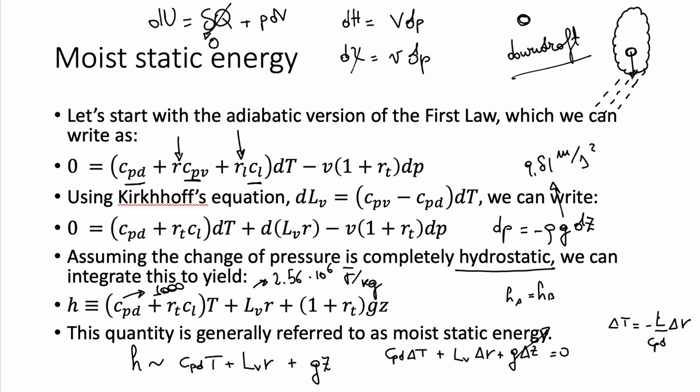How much is this stuff? Well, L is 2.5 times 10 to the 6 joules per kilogram, and c_pd is 1,000 joules per Kelvin per kilogram. So this over this is about 2,500. And delta r, how much is it? Well, let's say that you're evaporating 1 gram per kilogram. So it's 10 to the minus 3. Plug everything together and you have that delta T is approximately minus 2.5 Kelvin.